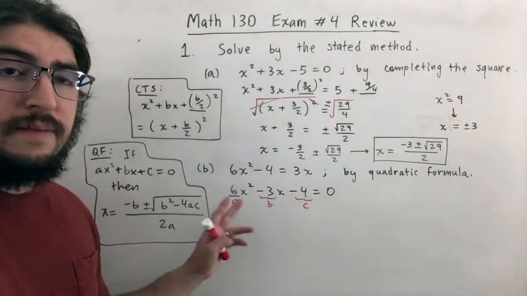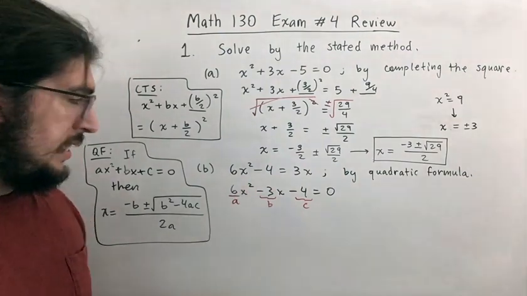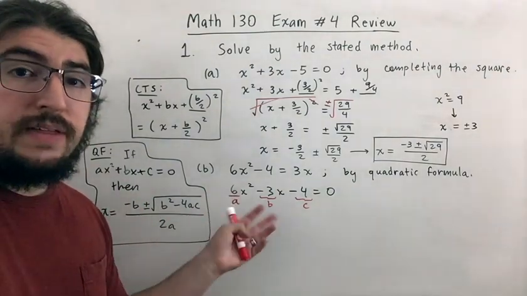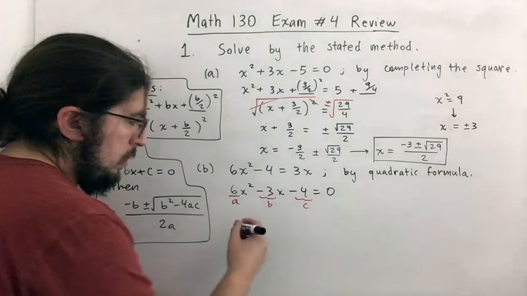Now notice that I've emphasized here that b is this negative number and c is a negative number, because these are pluses. So if there's a sign in front of the number, that's part of that letter as well. Okay? So let's just set it up directly.